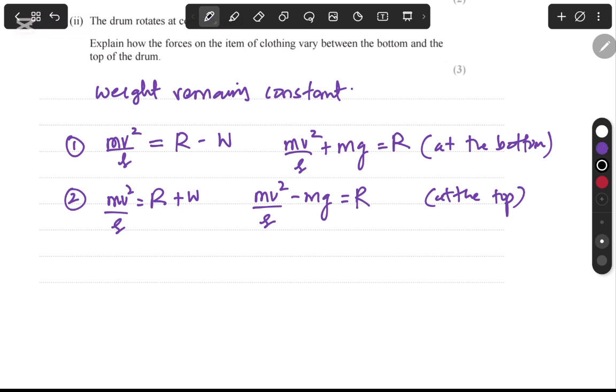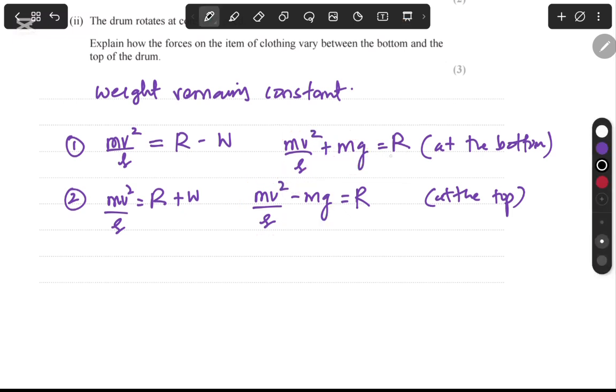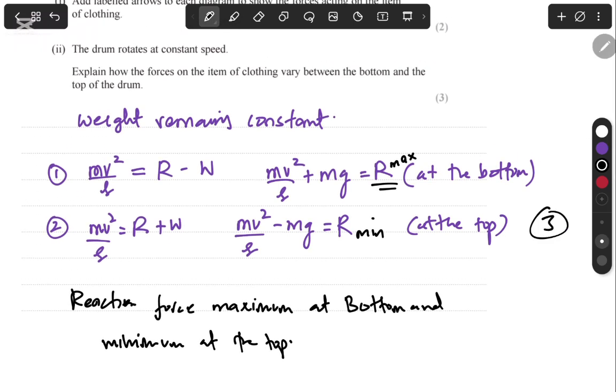Now we can see here that at the bottom, we have the centripetal force plus mg. Here we have centripetal force minus mg. So at the bottom, the reaction force will be maximum, and at the top it will be minimum. I hope that's clear. So the reaction force will be maximum at the bottom and minimum at the top. That's going to get your 3 marks.